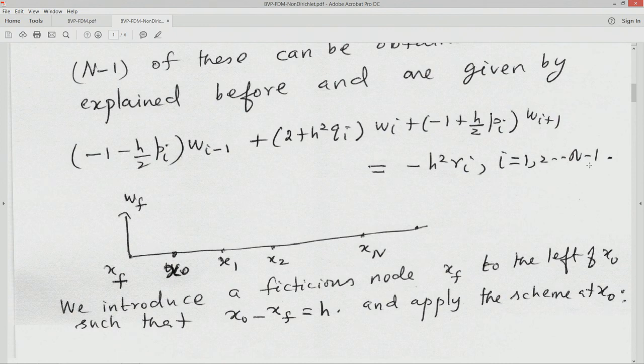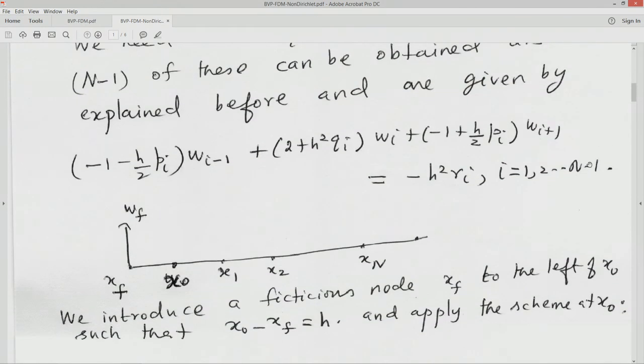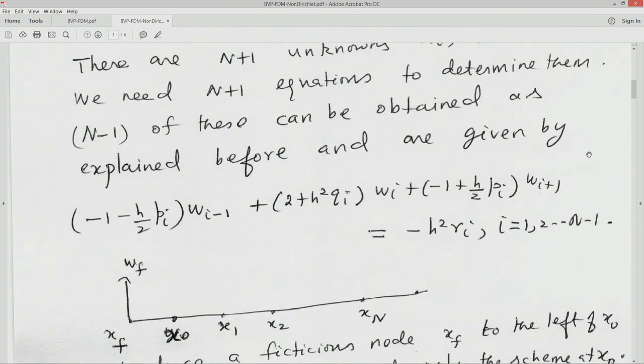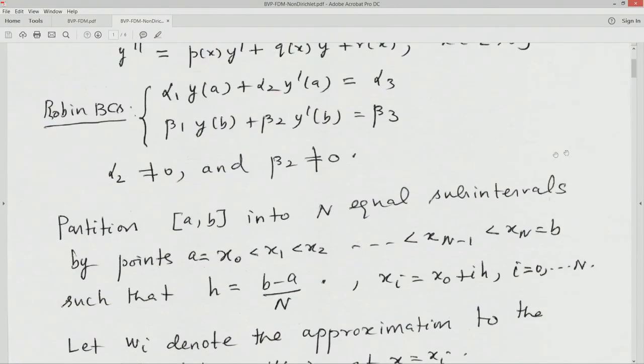This is exactly obtained in the same way as we had done in the previous case, where we have explained the method of solution of boundary value problem with Dirichlet boundary conditions. Now, we have to apply the boundary conditions and see what we get from the boundary conditions. Let us look at the boundary conditions. They are either of the Robin type or they are of the Neumann type.